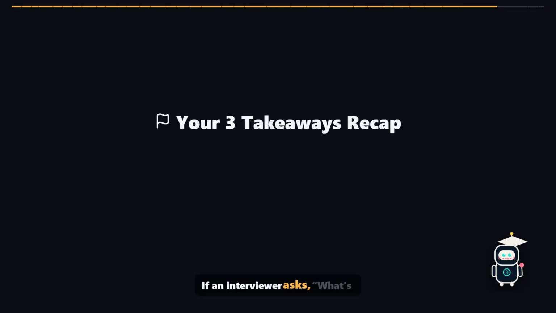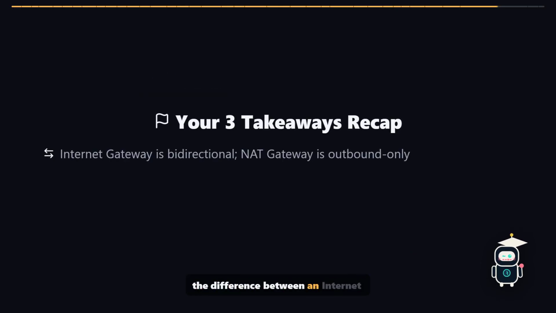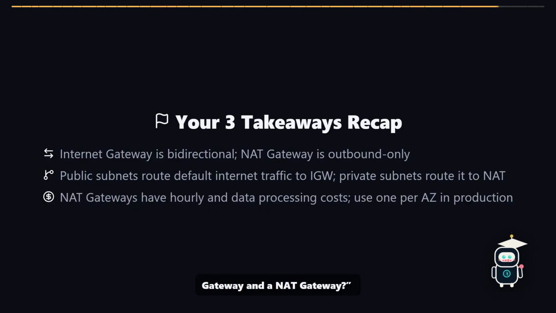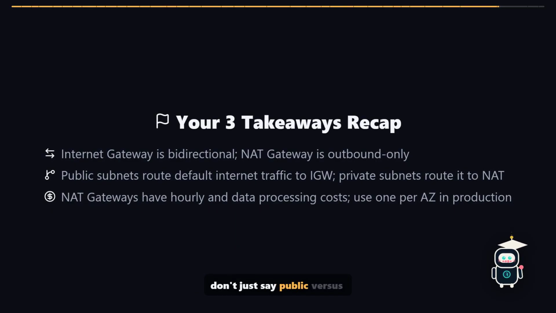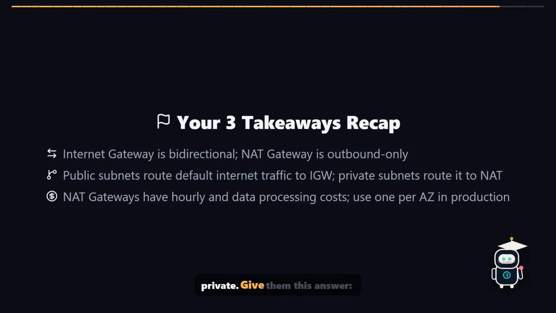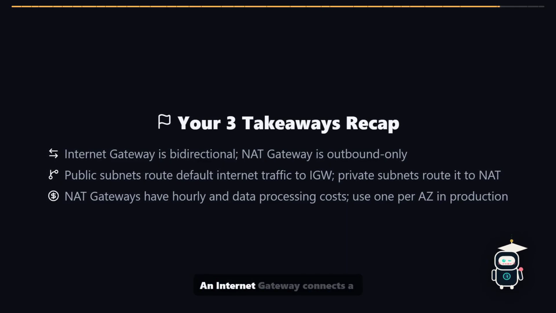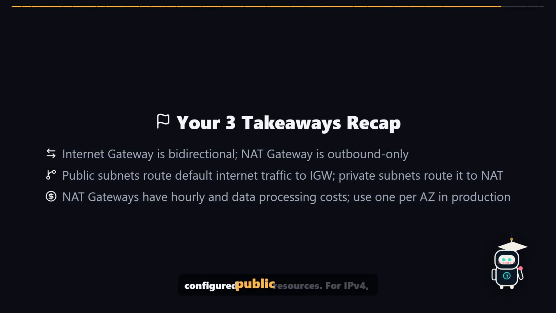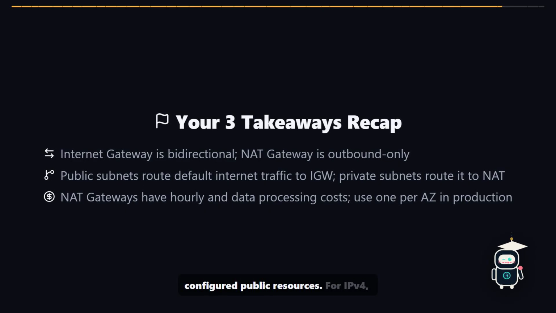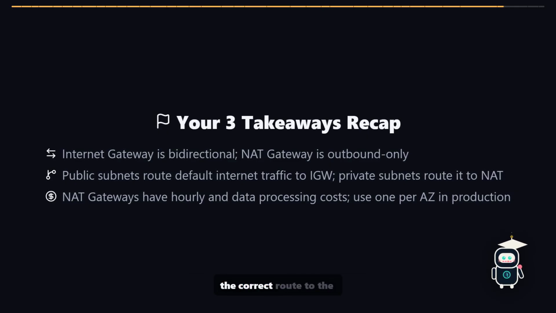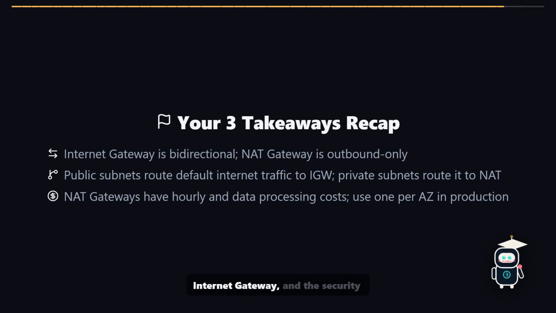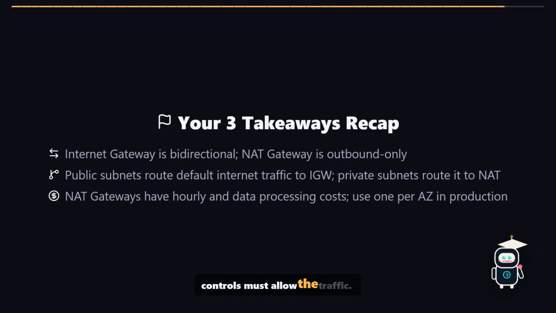If an interviewer asks, "What's the difference between an internet gateway and a NAT gateway?" don't just say public versus private. Give them this answer. An internet gateway connects a VPC to the internet and supports internet communication for properly configured public resources. For IPv4, that means the resource needs public addressing, the subnet needs the correct route to the internet gateway, and the security controls must allow the traffic.